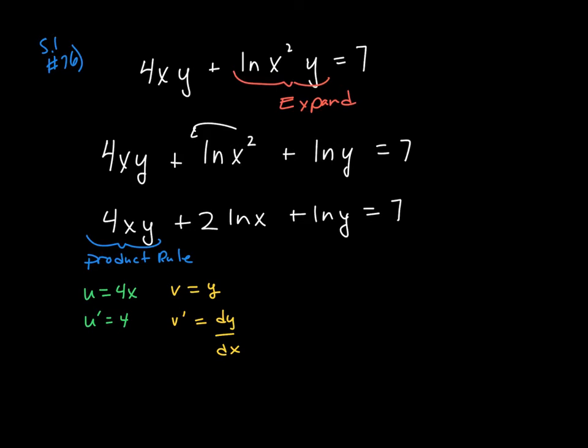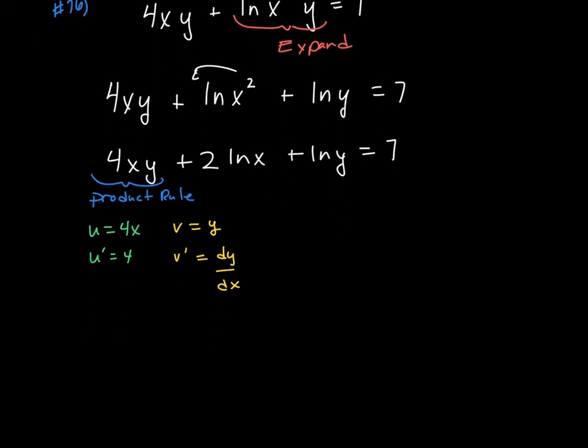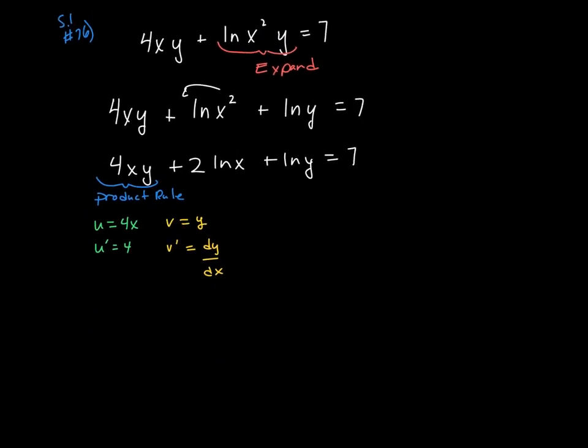So to write that out with the product rule, you have 4 times y. Again, one of them will be this piece, and the other one will be that piece, plus 4x dy dx.